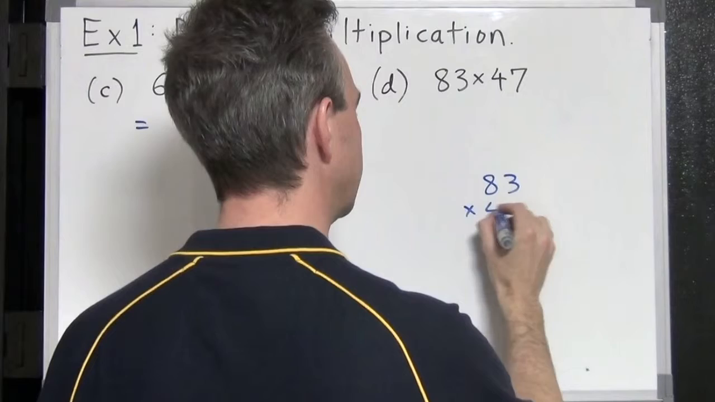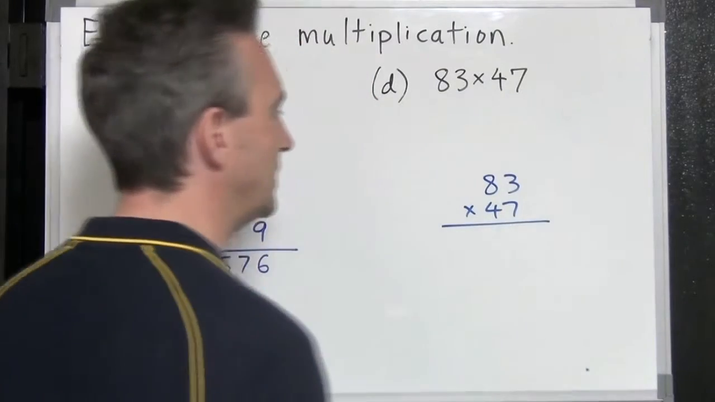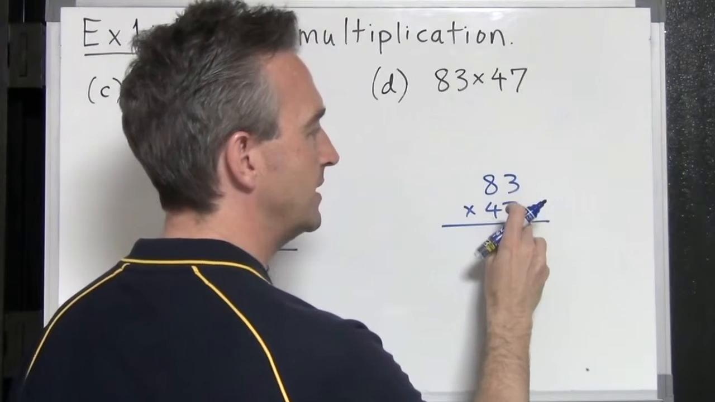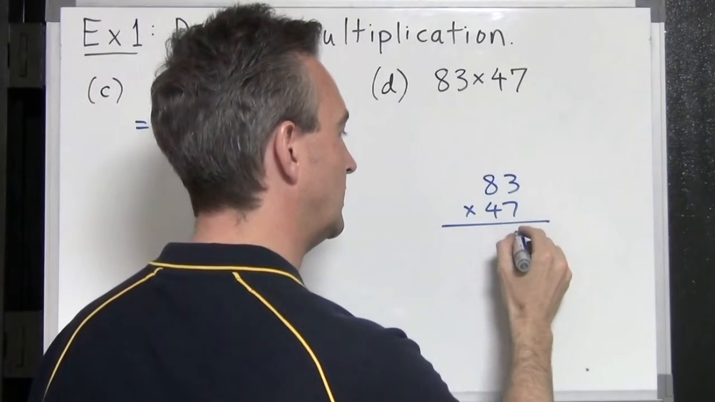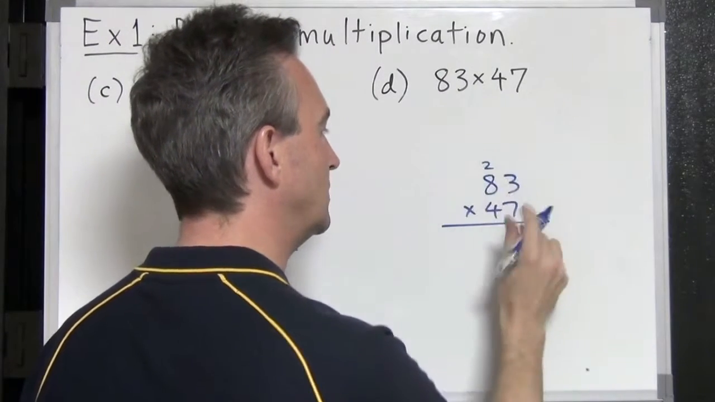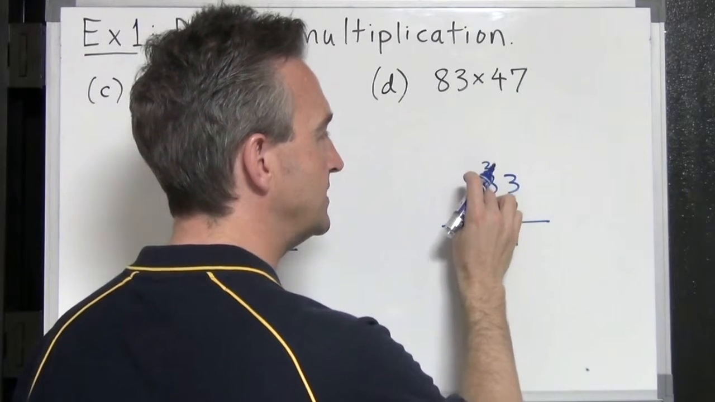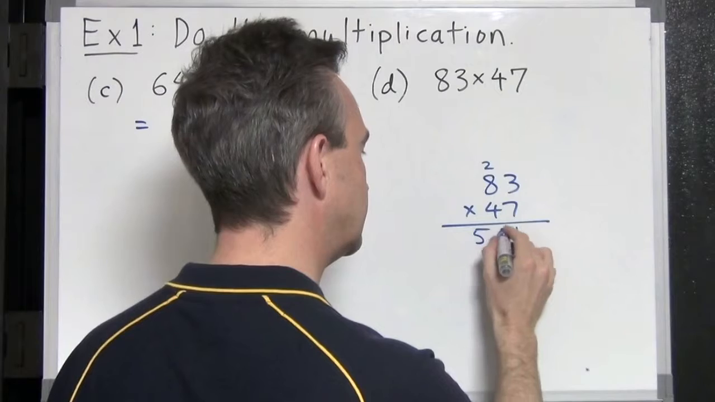Next one, here we go, multiplying a couple of double-digit numbers this time. 83 times 47. This one takes a little bit longer to do. What we do is we look at the 7 first. 7 times 3 is 21. 1 goes here, carry the 2. Sticking with that 7. 7 8s are 56. 56 plus 2 is 58.